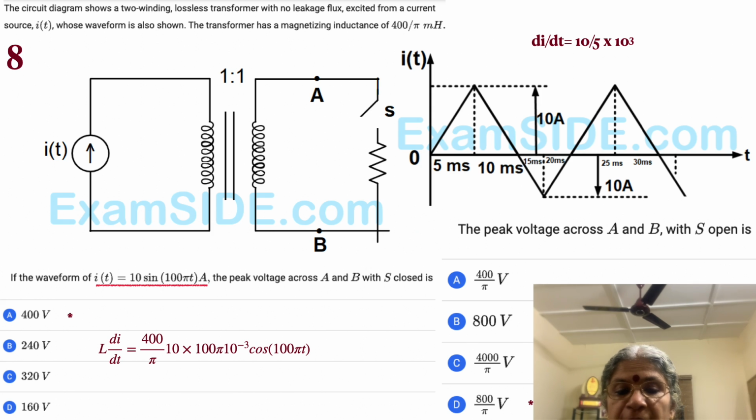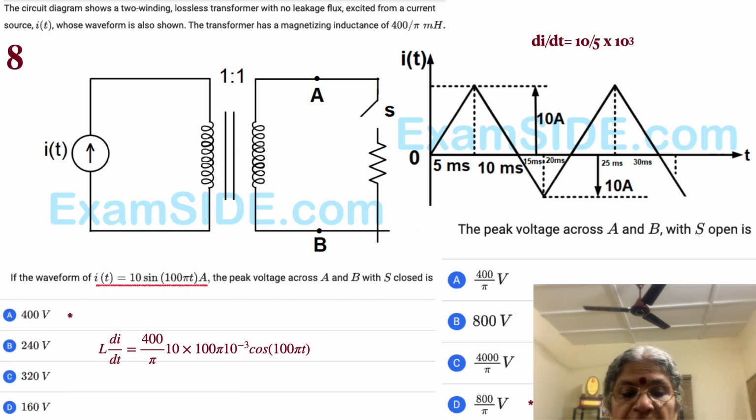In both cases. Okay, so moving on to the 8th problem, we have a coil with a current source connected to it, and it looks like an isolating transformer, and there's a switch across. What is asked is: the circuit diagram shows a 2-winding lossless transformer with no leakage flux excited from a current source IT, whose waveform is also shown. The transformer has a magnetizing inductance of 400 by pi millihenry. So L is equal to 400 by pi millihenry. If the waveform of IT is 10 sine, so it's a sinusoidal one. Though a triangular waveform is shown, perhaps it's for the next case.